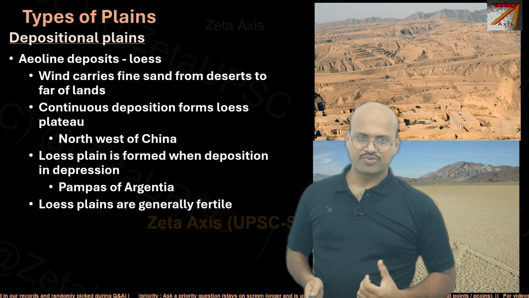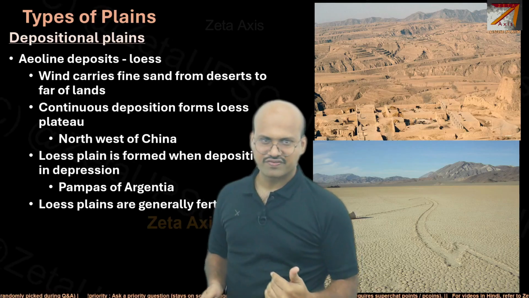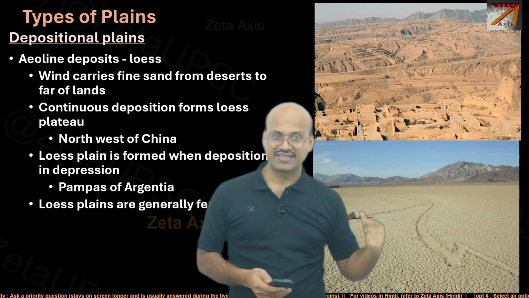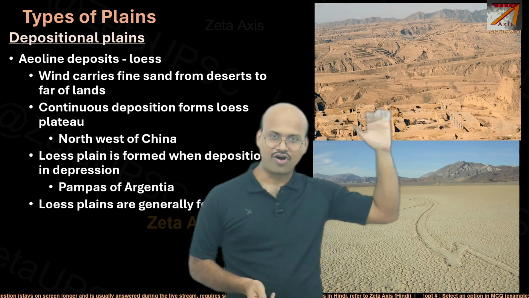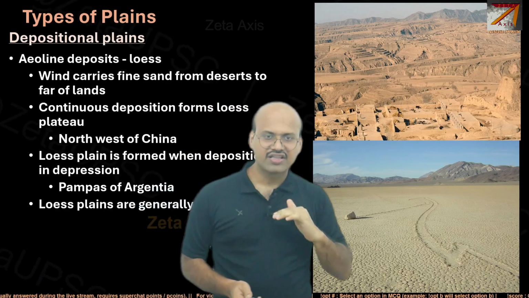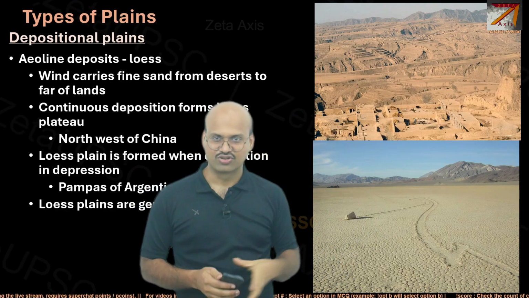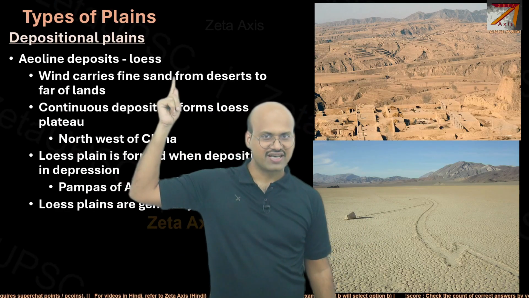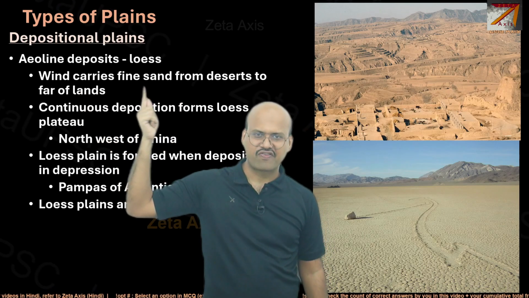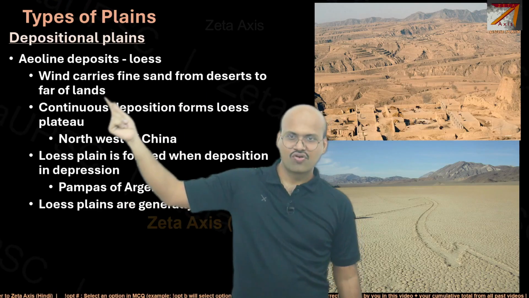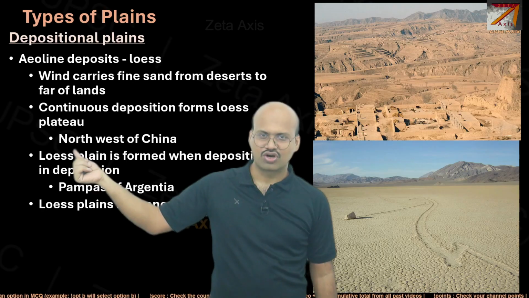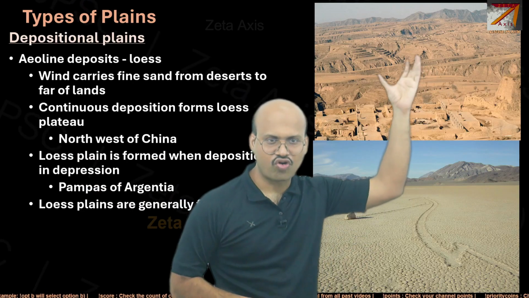Then there are wind deposition plains. So we have seen wave deposition, we have seen glacier deposition, we have seen river deposition. Now here is wind deposition, and these are the sedimentary rocks which are formed on the surface. Remember, most of the sedimentary rocks are formed in the water, but this is formed on the land. So these are aeolian deposits, loess. These are sedimentary rocks. The wind carries fine sand dust from deserts to far off lands. Continuous deposition forms loess plateau, and the example is northwest of China. So here is an example of loess plateau.